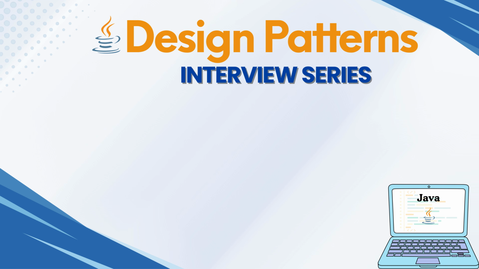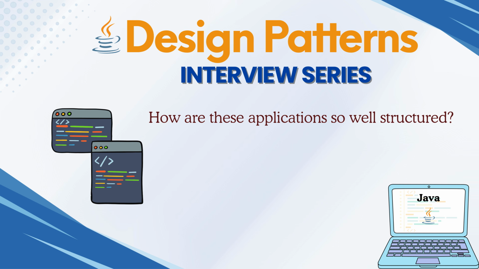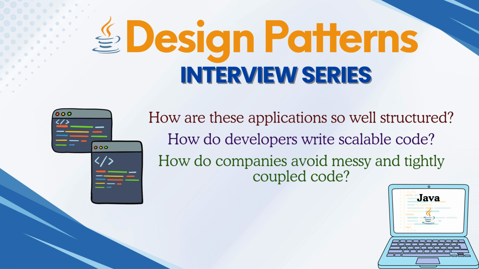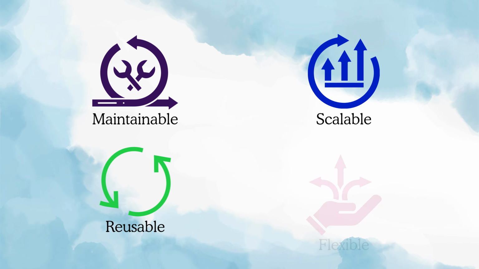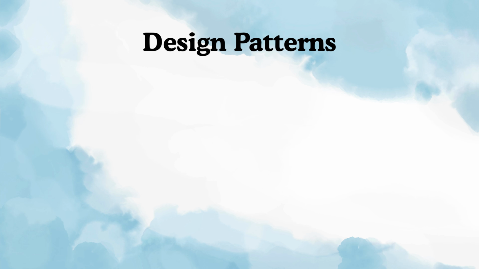If you have ever looked at a large code base and wondered how are these applications so well structured, how do developers write scalable and maintainable code, and how do companies avoid messy and tightly coupled code, then this playlist is going to answer all of that. Because in real world software development, writing code that simply works is not enough. Your code should be maintainable, scalable, reusable, and flexible. And that is exactly where design patterns come into the picture.